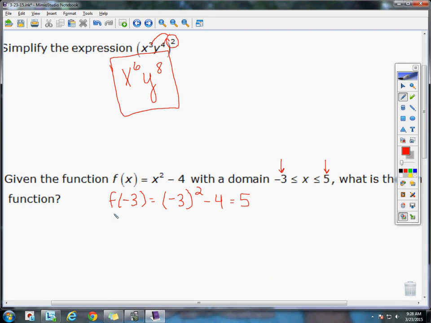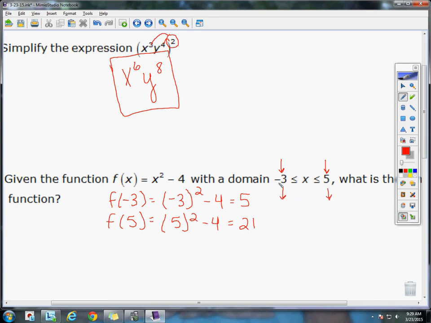And then we're going to plug in positive 5 for x. So here we're going to have 5 squared minus 4. Again, you can plug that into the calculator, do it in your head. 5 squared is 25. 25 minus 4 is 21. So these are your two answers, and we're just going to replace it over here.